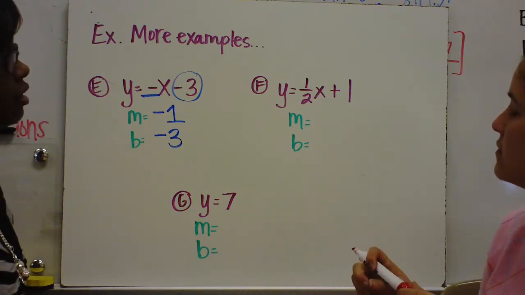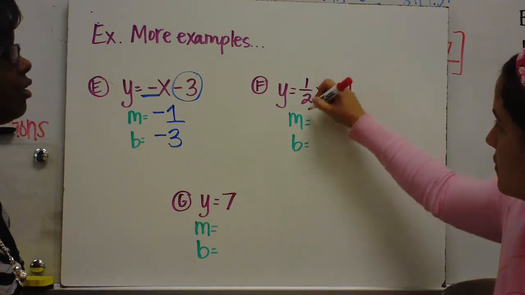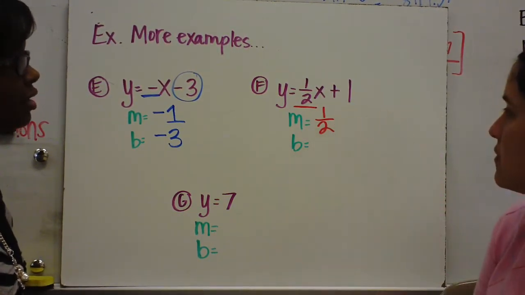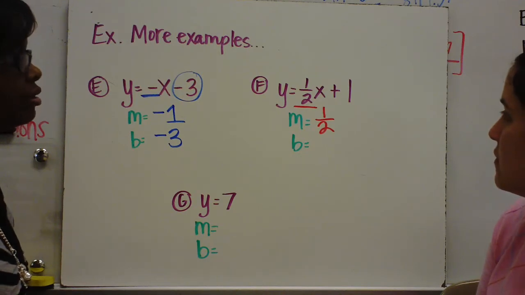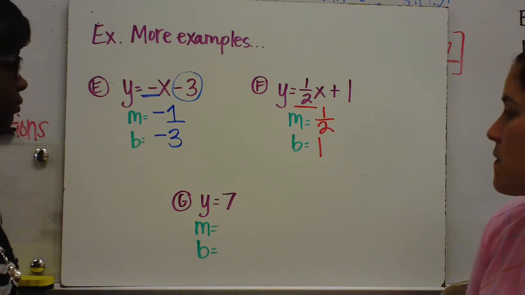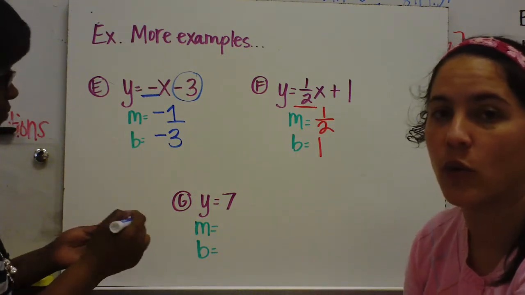Right? F, y equals 1/2 x plus 1. The coefficient in front of x is going to be our slope, and that is 1/2. And the b value is going to be plus 1, which will be positive 1. Now example G is a little different, so we wanted to make sure we've shown you.